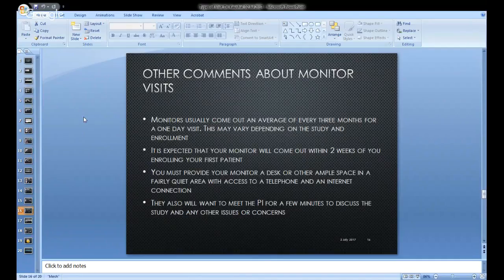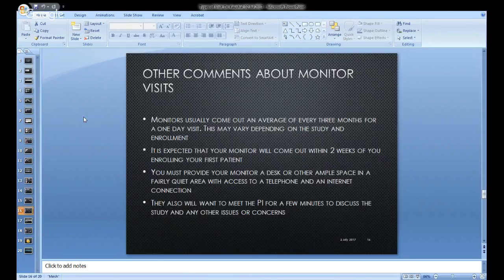One day visits, or at times, if there are more patients or more CRF pages, there might be an extension of the visit and it might go on for a 2 day visit as well. This is what we talk about in theory, but the practical application of this scenario would vary from time to time, protocol to protocol, situation to situation.